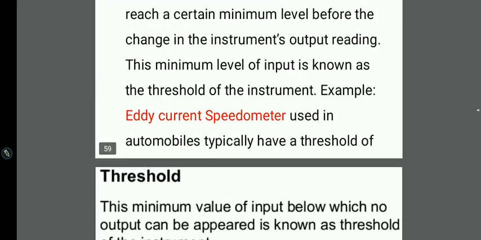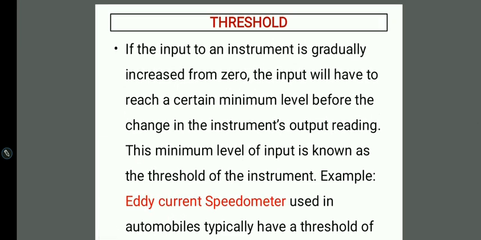Then next one is threshold. If the input to an instrument is gradually increased from 0, the input will have to reach a certain minimum level before changing the instrument's output reading. This minimum level of input is known as threshold of the instrument.